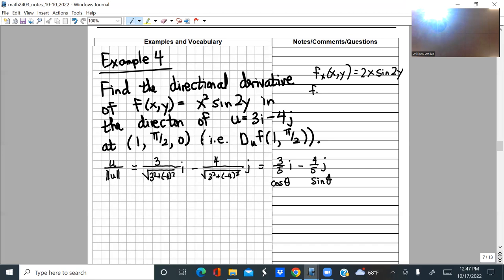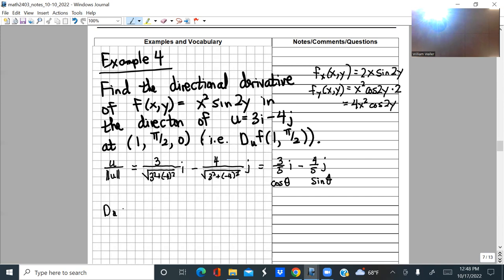And what about for the partial derivative with respect to y? Is that going to be harder? Not really. Again, we're thinking of x squared as being a constant, so we're just worried about differentiating sine. That's pretty easy to differentiate, because what's the derivative of sine? Cosine. So you just get cosine of 2y, but don't forget the chain rule, because we're not just differentiating sine of y, we're differentiating sine of 2y. So you need to multiply in the derivative of 2y, which is 2. So we get 4x squared cosine of 2y as the partial derivative with respect to y.